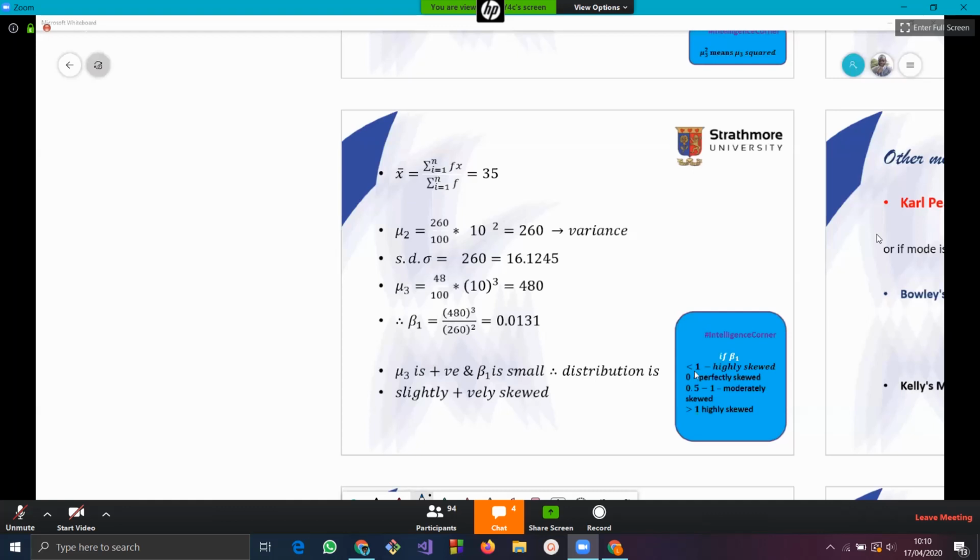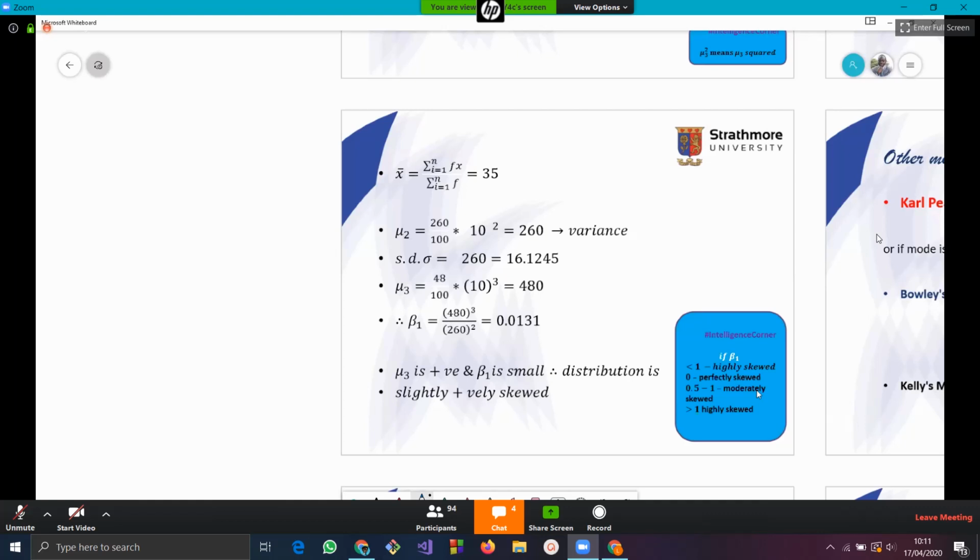So here is something in the intelligence corner. If you find a value that is less than 1, you say it is highly skewed. If you find a 0, that is a perfect symmetry. It's not perfectly skewed, it's a perfect symmetry. I will change this one. If you find the value between 0.5 and 1, I will say it is a moderate skew. That's what we are saying.